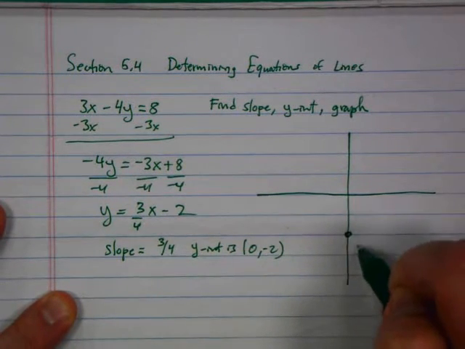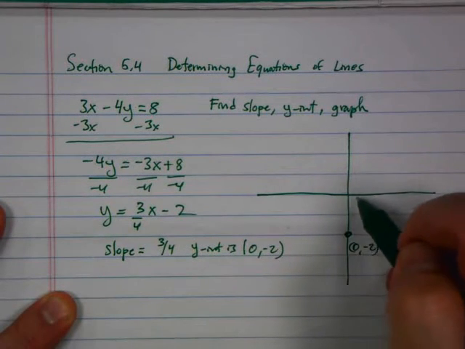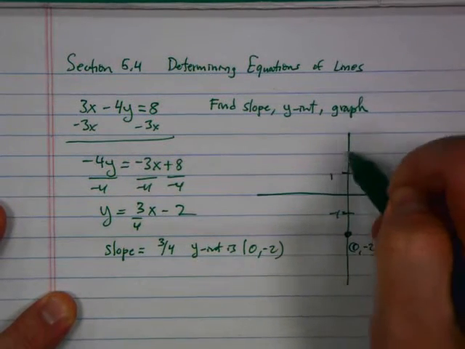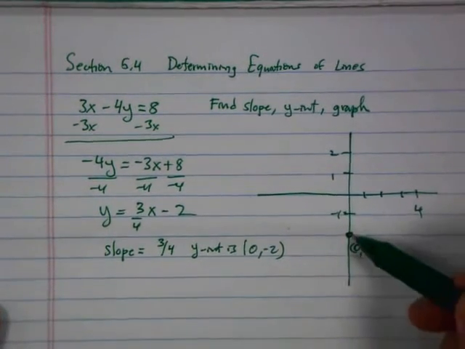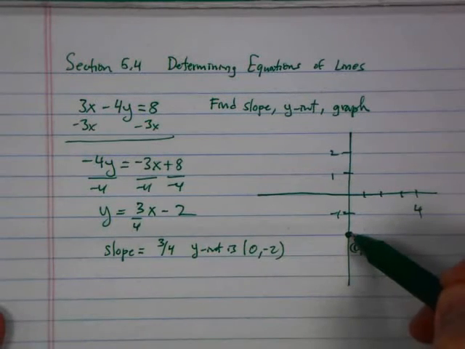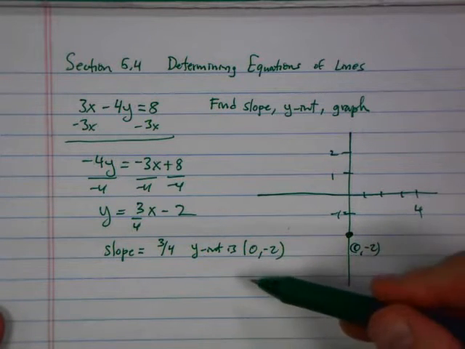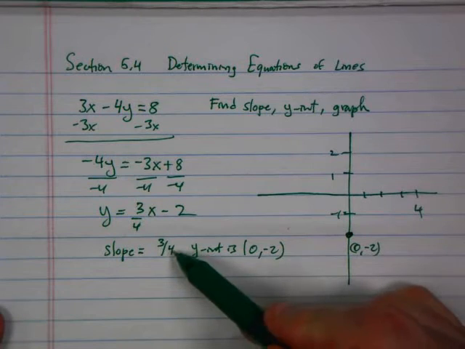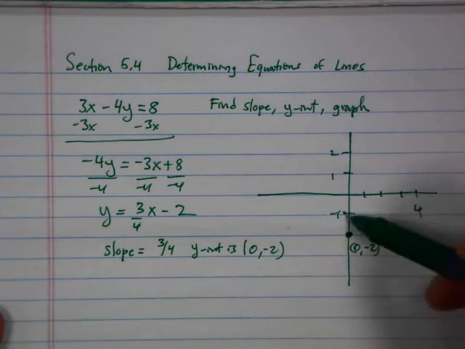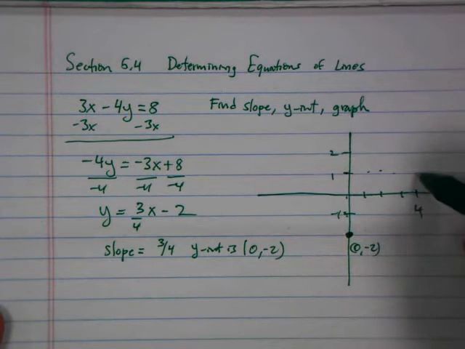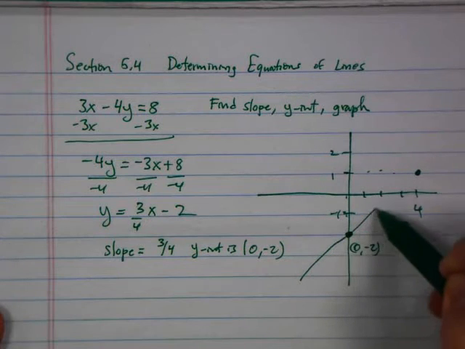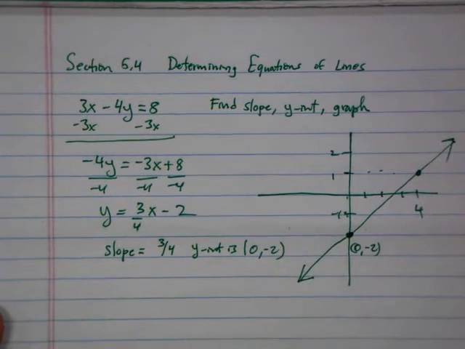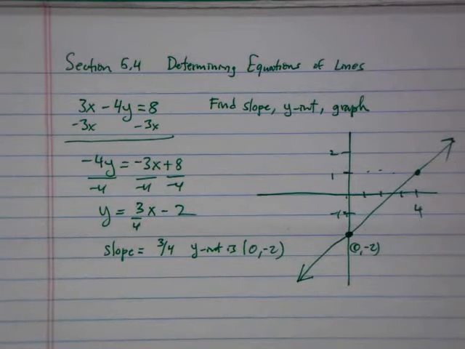There's (0, -2). So that's negative 1, that's 1, that's 2. 1, 2, 3, 4. From (0, -2), which way do I move? Down or to the 3 over 4. I could move down 3 and left 4. That would work. I think I'd rather go up 3 and right 4, though. So I'm going to start here. I'm going to go up 3. 1, 2, 3. Over 4. 1, 2, 3, 4. Draw my dot. Play connect the dots. That would be my answer.